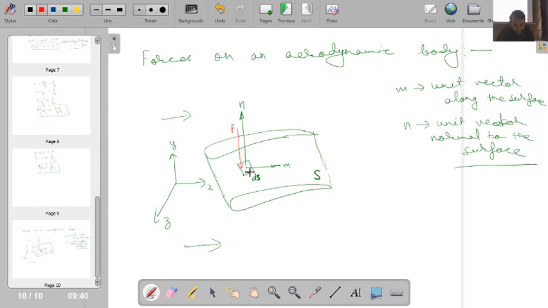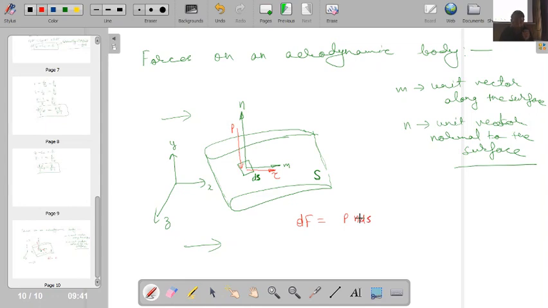Similarly, I will be having some force over here. What is this? Say shear stress. If tau is shear stress, then shear stress will be acting parallel to the surface. So on this small element, the forces which are acting are pressure, and pressure is acting on an area, and it has normal vector n. So I can write this surface element ds as n times ds.